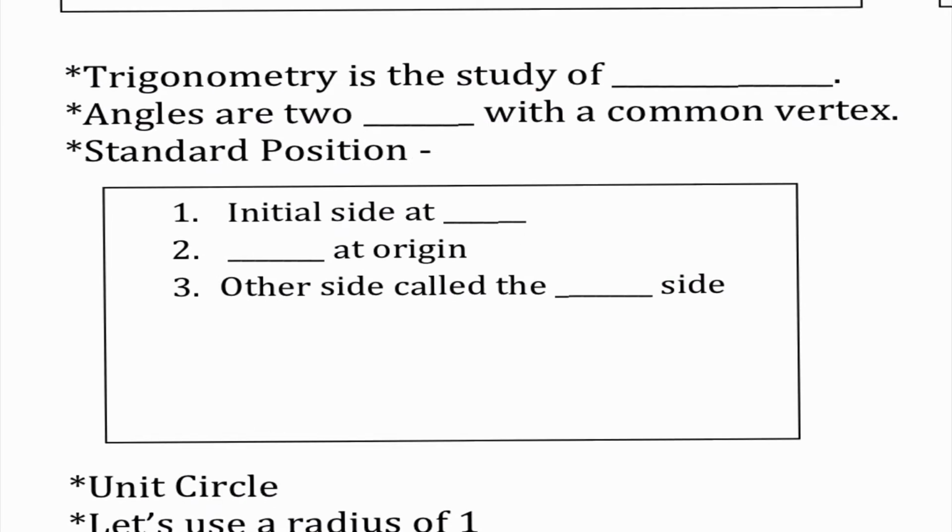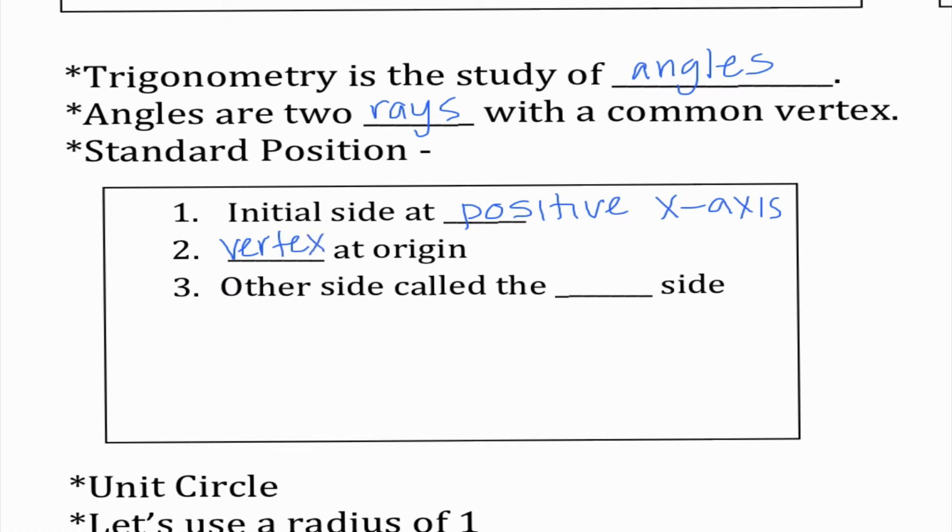Okay, so trigonometry, as we all know, is the study of angles. And if you didn't know, now you know. Just a reminder from geometry, angles are basically two rays that have a common vertex. We always like to put our angles in what we call standard position. That means the initial side is at the positive x-axis, and we have our vertex at the origin. We call the other side the terminal side.